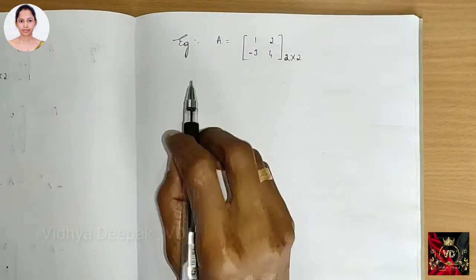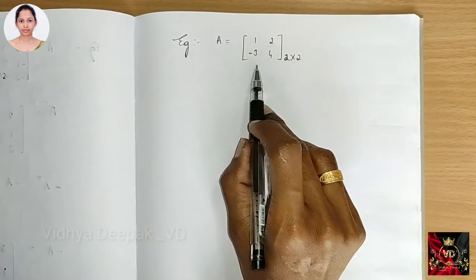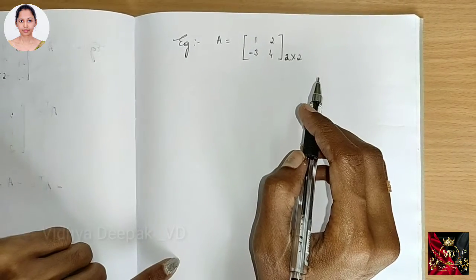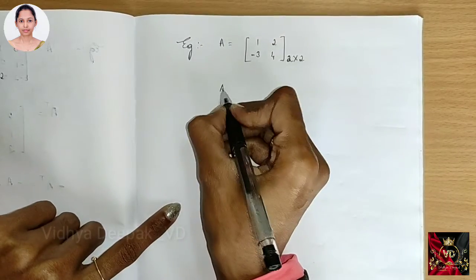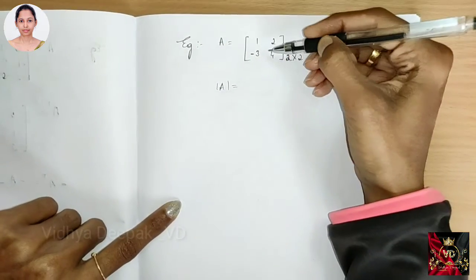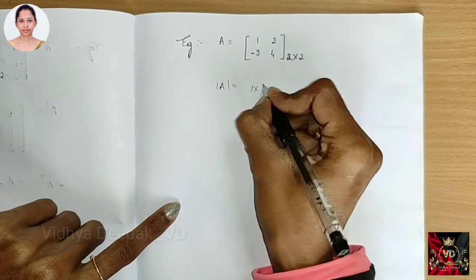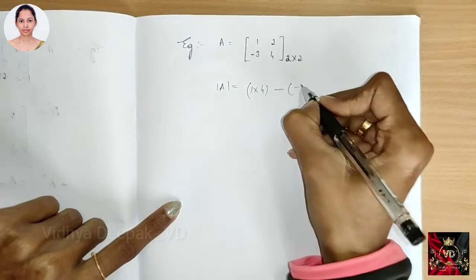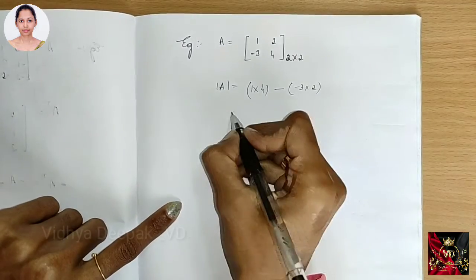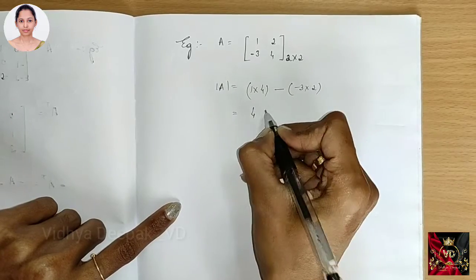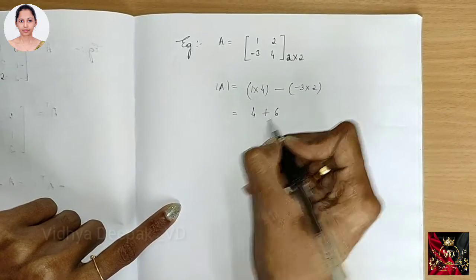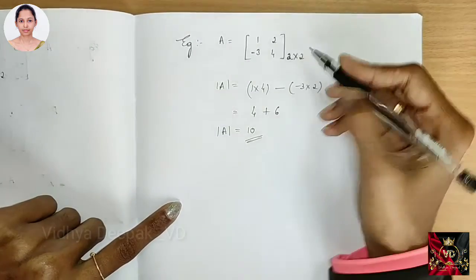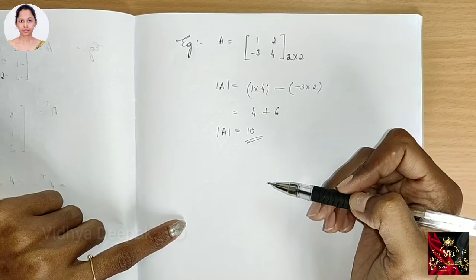Now let's check out an example. A is equal to 1, 2, minus 3 and 4, which is a 2 cross 2 matrix. So let's find the determinant of this. What is the determinant of A? It's nothing but 1 into 4 minus minus 3 into 2. 1 4s are 4, minus into minus becomes plus, 3 2s are 6. 6 plus 4 is 10. So the determinant of the given matrix A is nothing but 10.